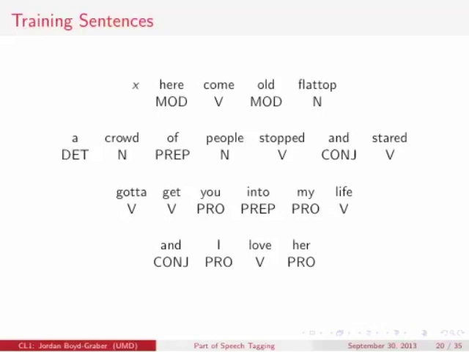So here we have observations x. These are the words that we observed. So here come old flat top is one sentence, one x that we observe. And we also observed some z's, the actual part of speech sequence associated with these sentences. And we have a total of 4 sentences in our corpus. So this is just a toy example. Obviously, if you're working on real data, you would have a much larger number of sentences.